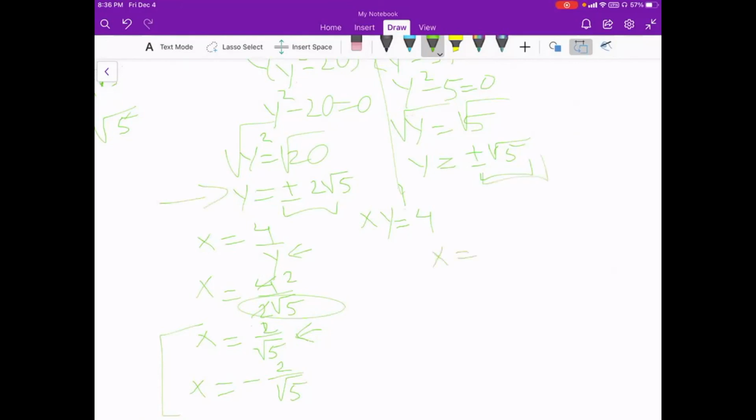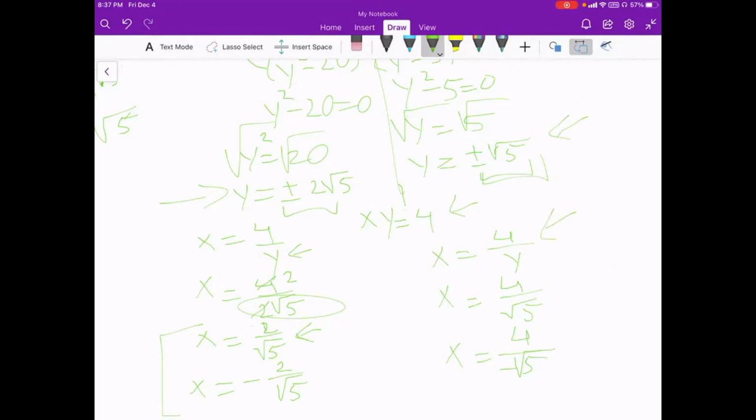So again, x is equal to 4 over y. So I'm going to replace y with 4 over positive radical 5. And then x is just going to be equal to 4 over negative radical 5. And then those are your 2 answers that you should get when you plug in these 2 y values into this equation, which was manipulated into this equation.